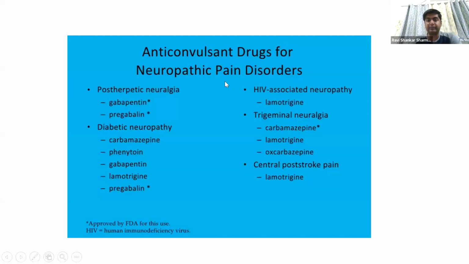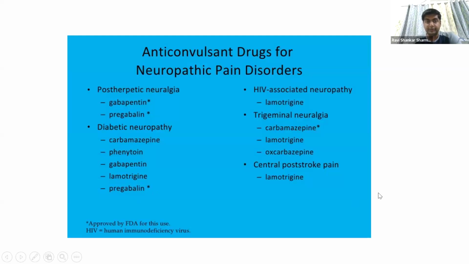Okay. So these are the FDA-approved indications for the drugs. Like you can see this asterisk mark. Gabapentin and pregabalin are approved for post-herpetic neuralgia. For DPN, pregabalin is indicated. Then for trigeminal neuralgia, carbamazepine is FDA approved.